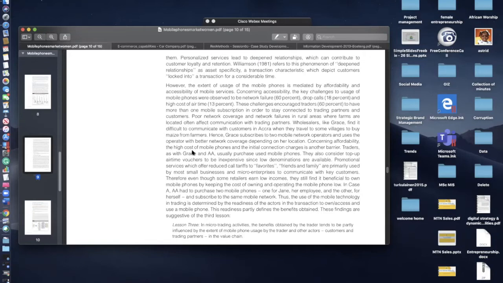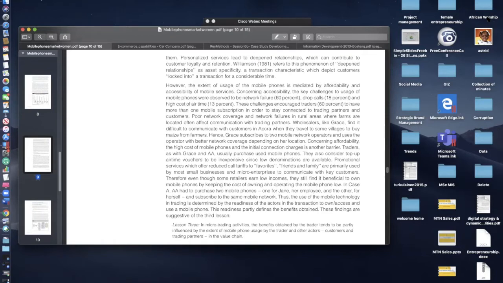Since low denominations are available, promotional services which offer reduced call tariffs to favorites, family, and friends are primarily used by most small businesses and micro enterprises to communicate with key customers. Therefore, even though some retailers earn low income, they still find it beneficial to own mobile phones by keeping the cost of owning and operating the mobile phone low.